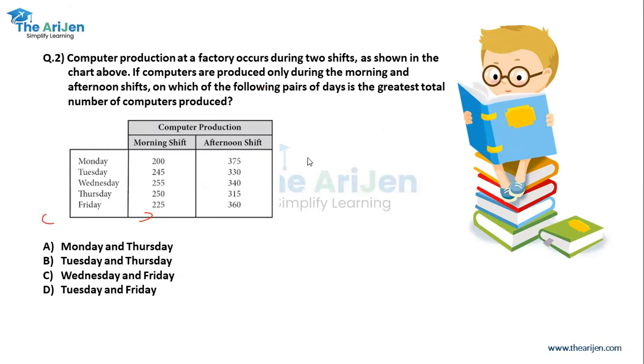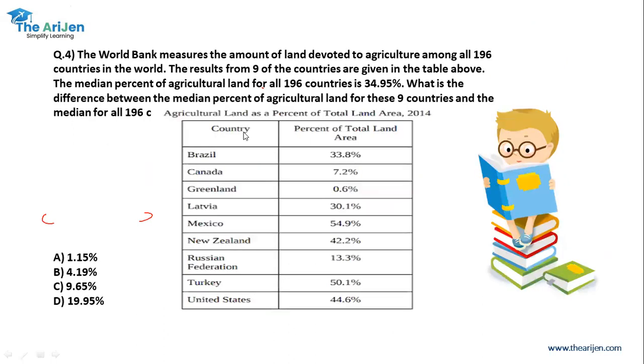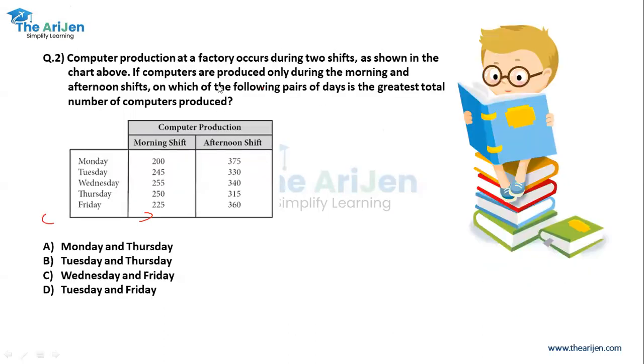So simply you have to find the totals for every day. When you do 200 and 375, it is 575, right? I am writing it here. 575. For 245 and 330, it is 575 again. For 255 and 340, it is 595. For Thursday, it is 250 and 315, so it is 565. And for Friday, it is 585.